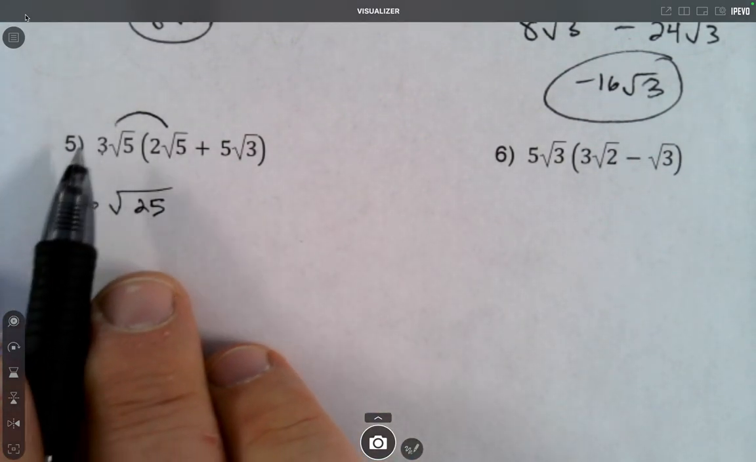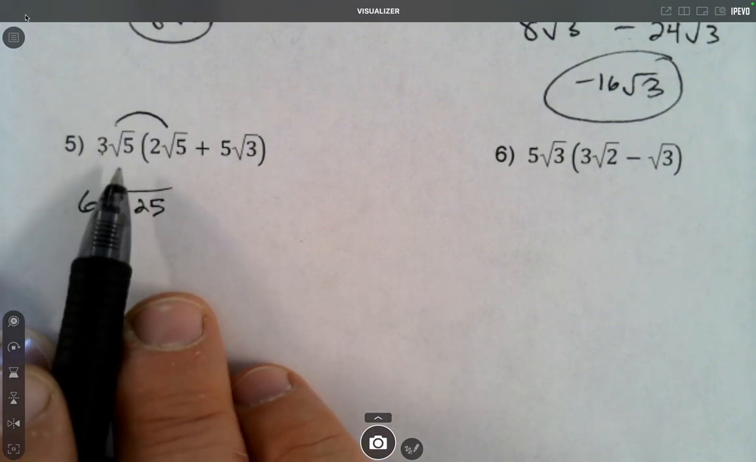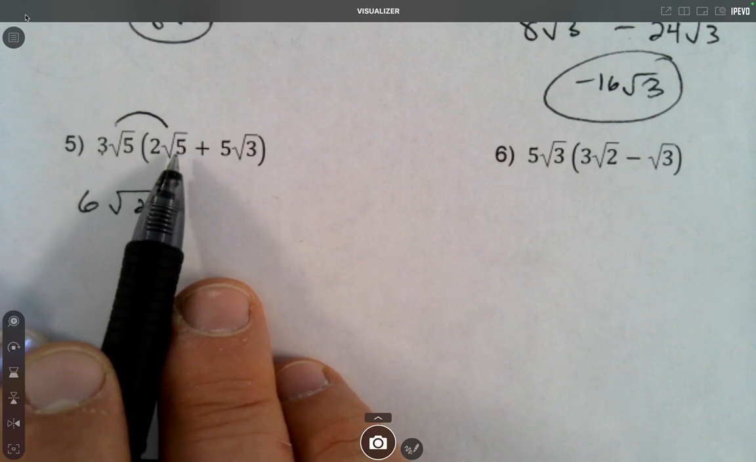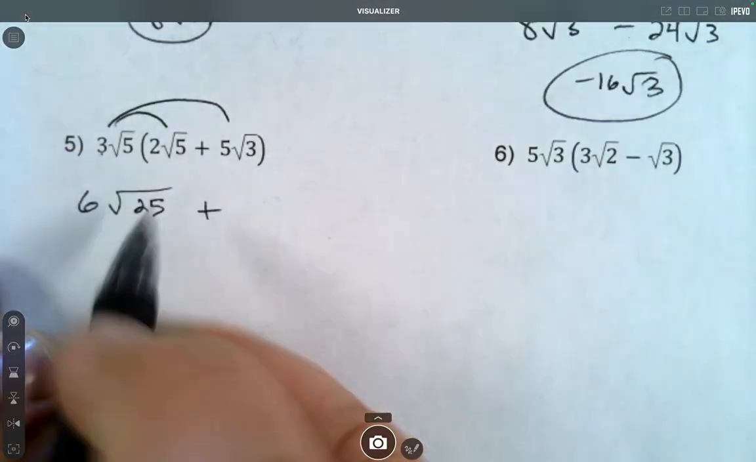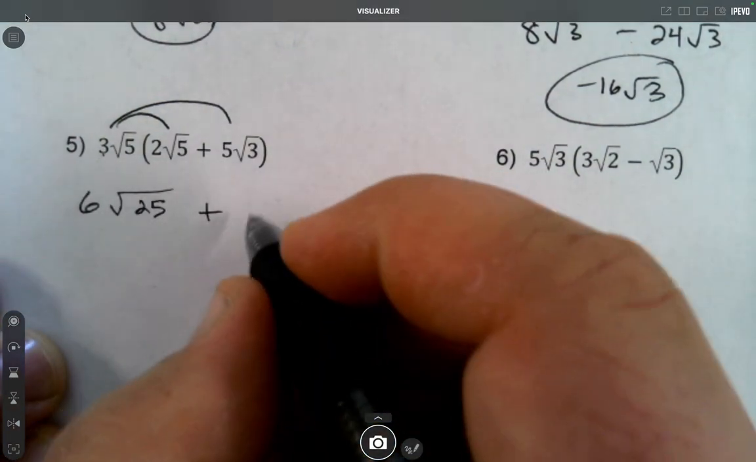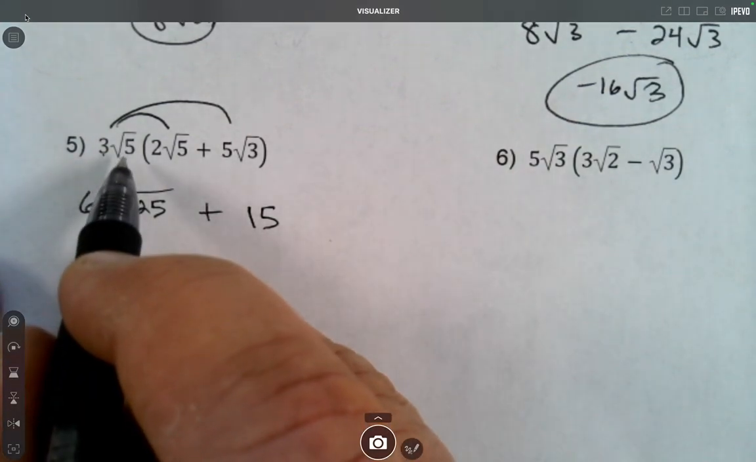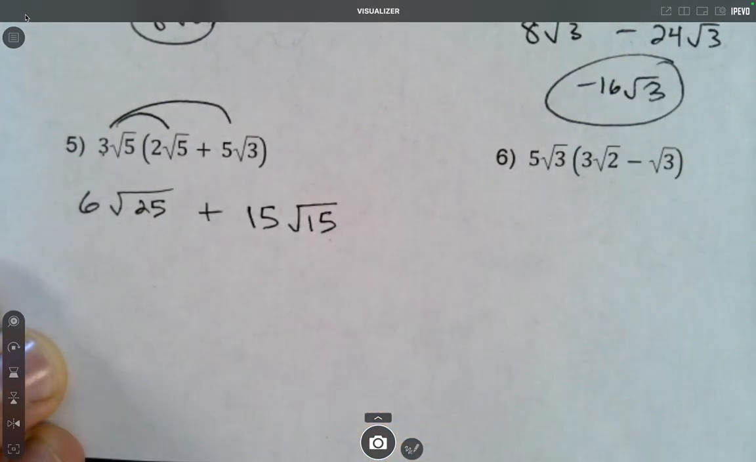So I can say 3 times 2 because they're outside the radical and get the 6. I can say 5 times 5 because they're inside the radical and get 25. Then I multiply it by this one. So I have the 3 outside times the 5 outside for 15. The 5 outside times the 3 inside to get the square root of 15.